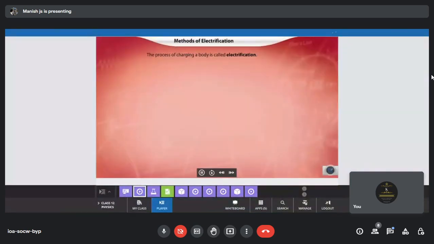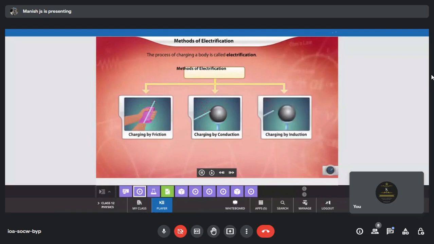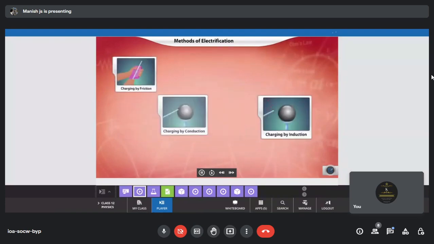The process of charging a body is called electrification. Electrification or charging can be done in three ways: charging by friction, charging by conduction, and charging by induction. Click on each method to learn more.